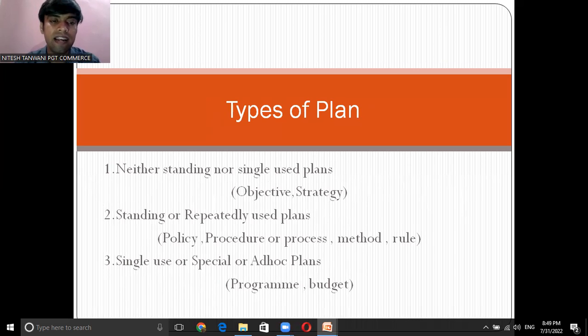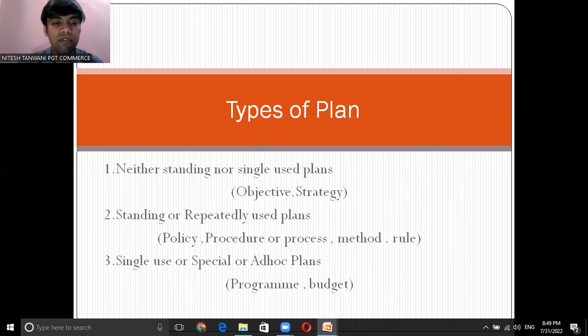What are standing plans? Plans which are repeatedly in use, like policy, procedures, process, method, rules. These are standing plans because we repeatedly use them, like policy. If some policy of any company is there, every year it is the same. If you are talking about the procedure of admission in school, admission in colleges, or other procedures, those procedures are the same every year. If you are talking about processes of something, then processes are the same, methods are the same, rules are the same. Every year they are the same. So we are using them repeatedly.